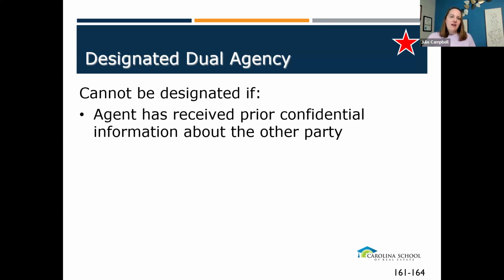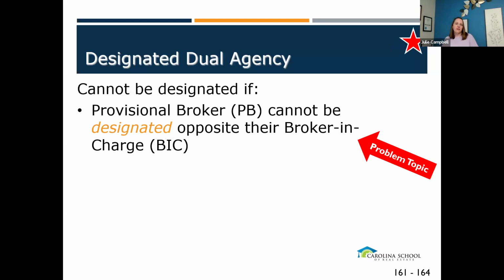The other thing about designated dual agency, and this is the number one problem topic in Unit 7. The other thing to understand about designated dual agency is the provisional broker, soon to be you guys. Once you get licensed, you're on provisional status. I call you guys my newbies. I always think of you guys as brokers with training wheels. While you're a newbie on provisional status, you cannot be designated opposite of your broker in charge.